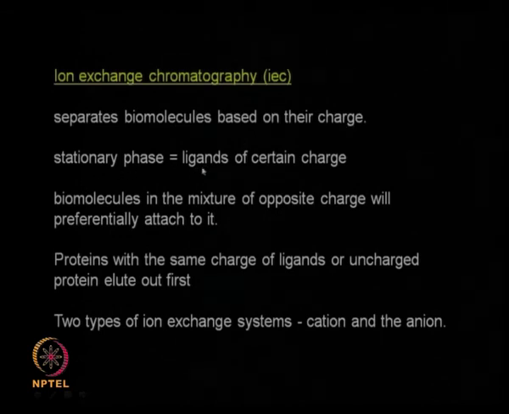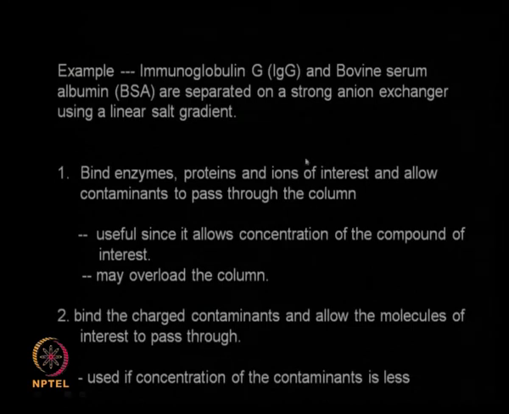So on the stationary phase, we attach ligands of a certain charge. So biomolecules in the mixture of opposite charge will preferentially attach. Proteins with the same charge as the ligands or uncharged proteins elute out first. So we can have two types of ion exchange chromatography, cation and anion, and cation-anion mixed chromatography is also possible. So for example, immunoglobulin G, IgG, and bovine serum albumin, BSA, are separated on a strong anion exchanger using a linear salt gradient.